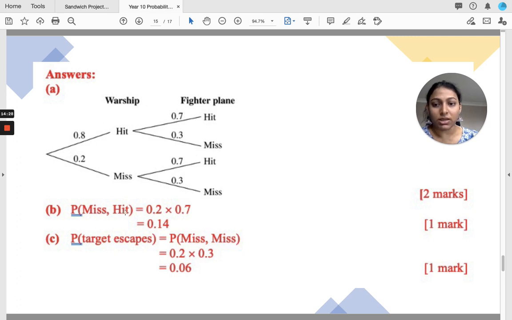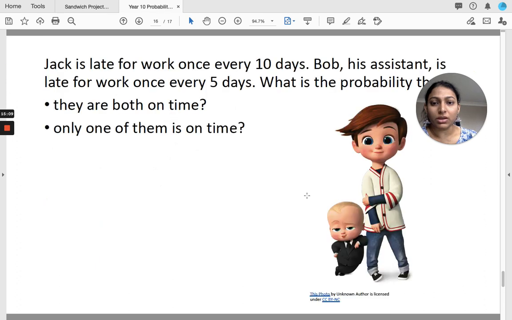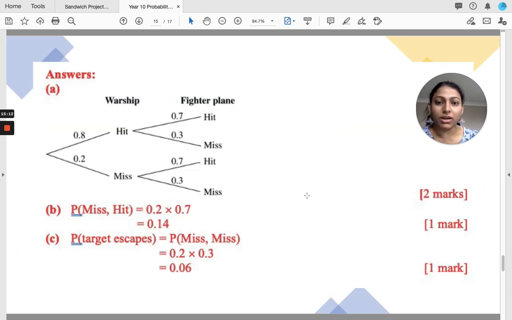So the first one is miss and a hit. So miss and a hit is right here. Miss and a hit is 0.2 times 0.7. Target escapes. Escape is treated as a miss and a miss. So 0.2 times 0.3. It's the probability of miss and hit, not hit and miss. So miss hit is right here, guys. I'm sorry about that. Miss hit. So there you go. 0.2 times 0.7, 0.14. I hope this gives a better understanding of that explanation. Try to go over it again and refer to your textbook examples for better understanding.